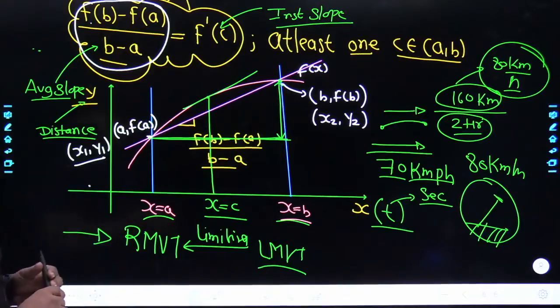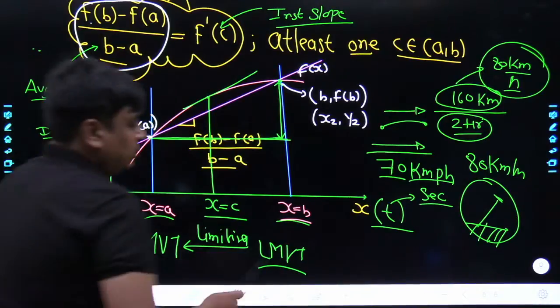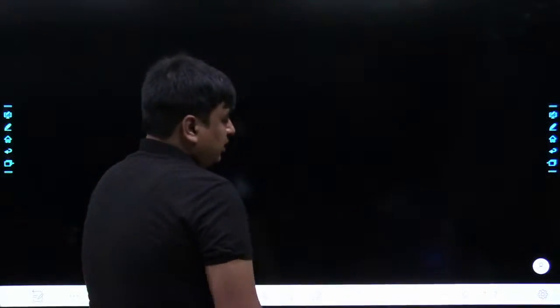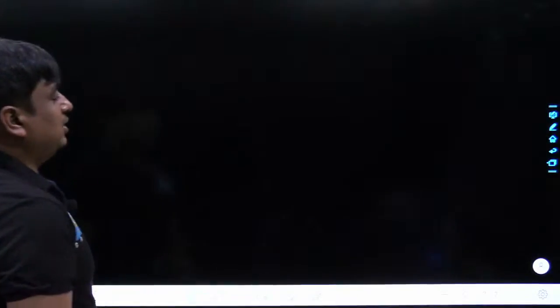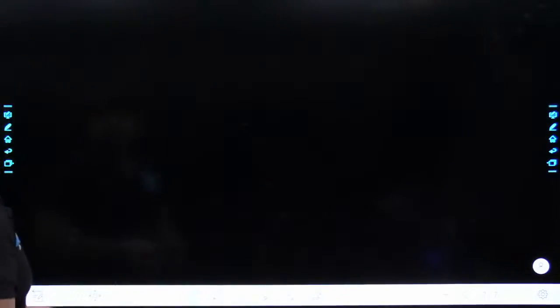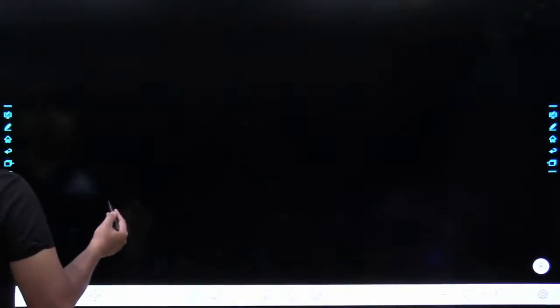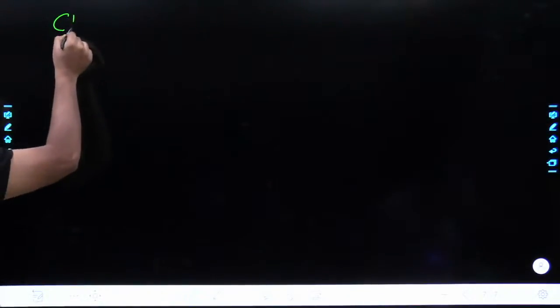Is that part clear till this point? So let me go to the next point, and thereafter we are going to take the problems related to LMVT, RMVT as well as CMVT. Is that part clear? So now go ahead with the CMVT.